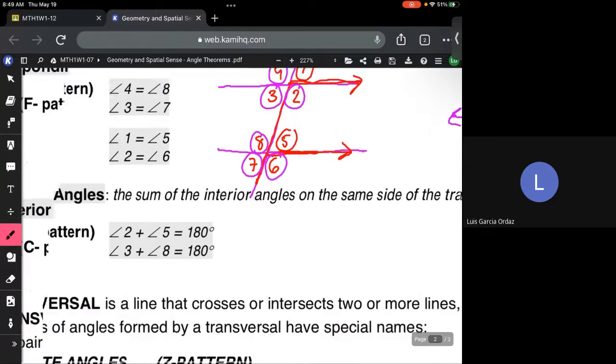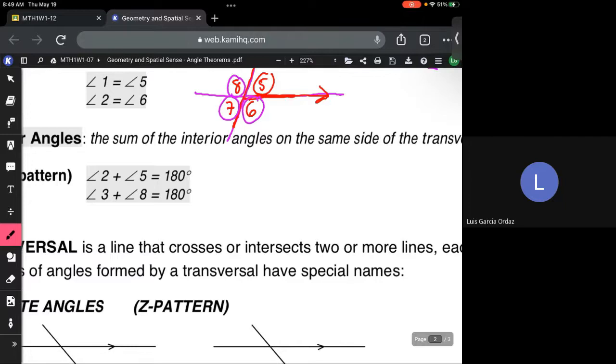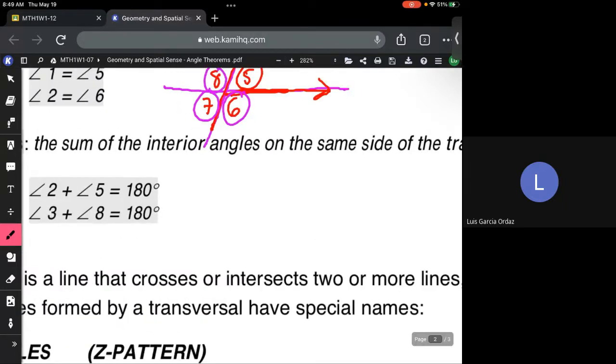Okay, and the last pattern we have is our C pattern. So again, I'm going to draw those lines again. So when I have a C pattern, what do you think I'm going to draw? A C.